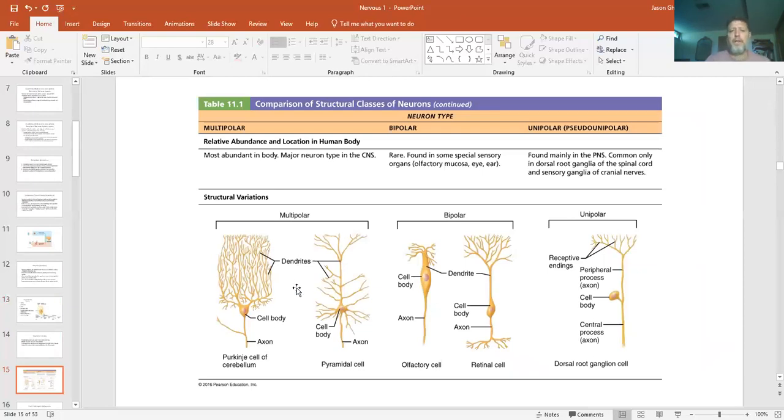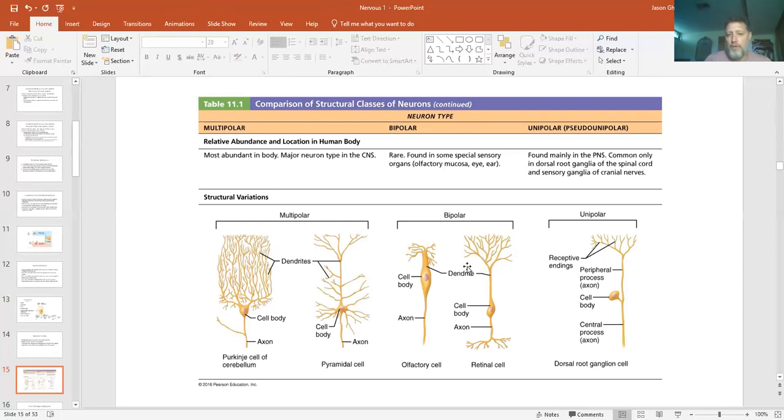So here's what we're looking at. Your typical one we think of is the multipolar. You have all these dendrites that receive the input, and it goes to the body of the cell, and it decides, and I say decides in quotes, if it's going to send it on. And then the axon sends the information away from this cell. So again, this is a multipolar.